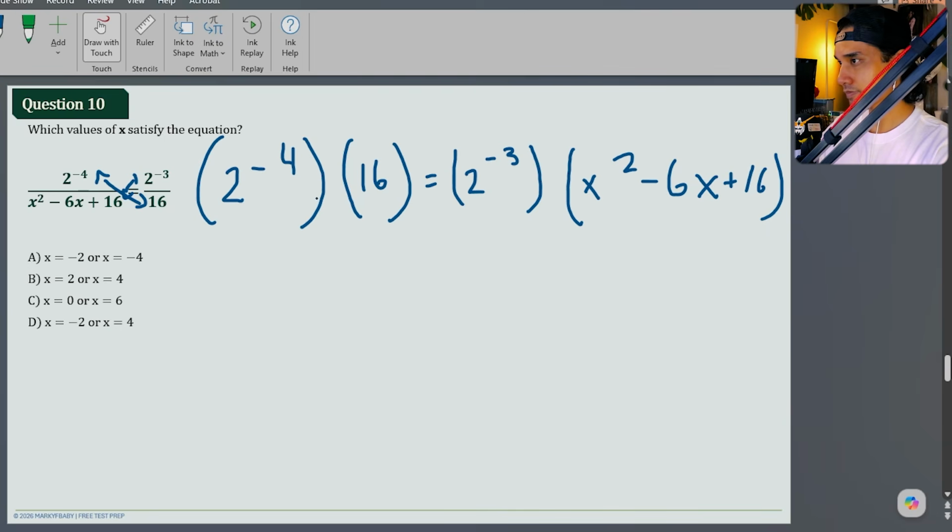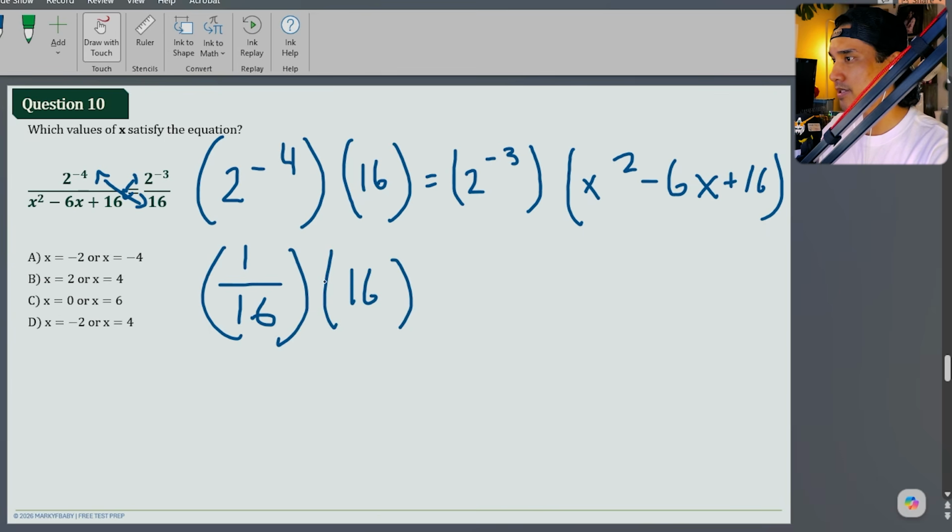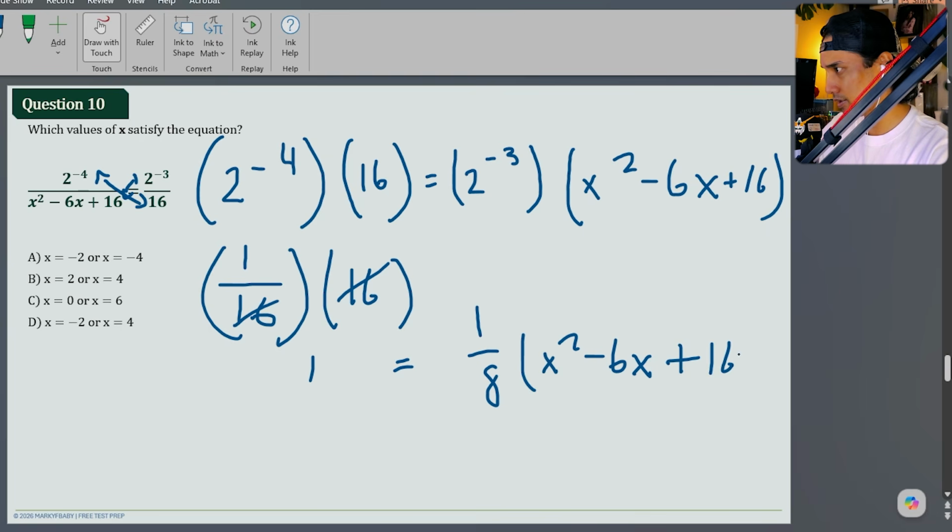Let's go ahead and work with the left side. So 2 to the power of negative 4, remember what we said that was? That was 1 over 16, and then multiplied by 16. Well, what's 16 times 1 over 16? We could just cross this out, and that equals 1. Equals, and then 2 to the power of negative 3 is 1 over 8, multiplied by x squared minus 6x plus 16. We're just going to put all this on top.